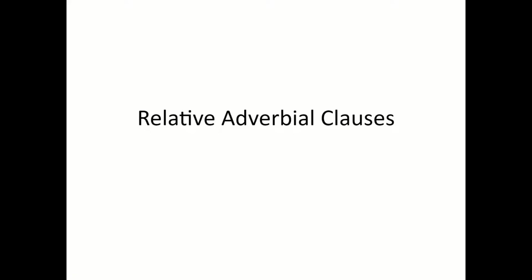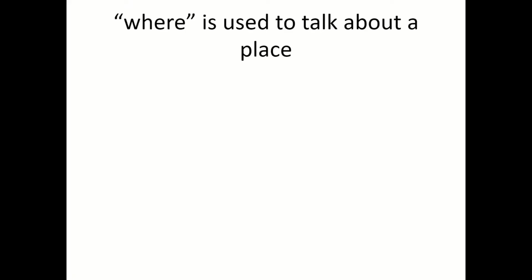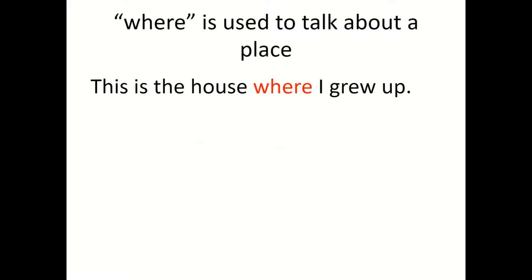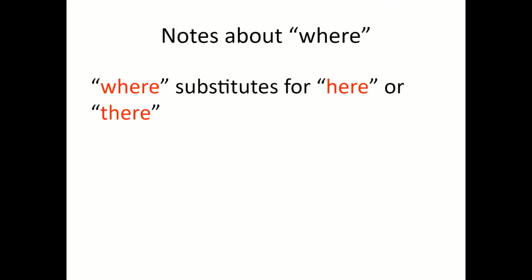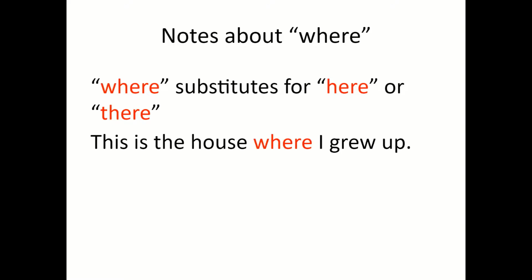Next, let's talk about relative adverbial clauses. These are still relative clauses, but they're now performing an adverbial function. For example, clauses that begin with where. So where is used to talk about a place. This is the house where I grew up. Now, where is a little bit tricky, so you have to be careful with it. It substitutes for what would be here or there in a full sentence. So this is the house where I grew up would be I grew up there, or I grew up here.